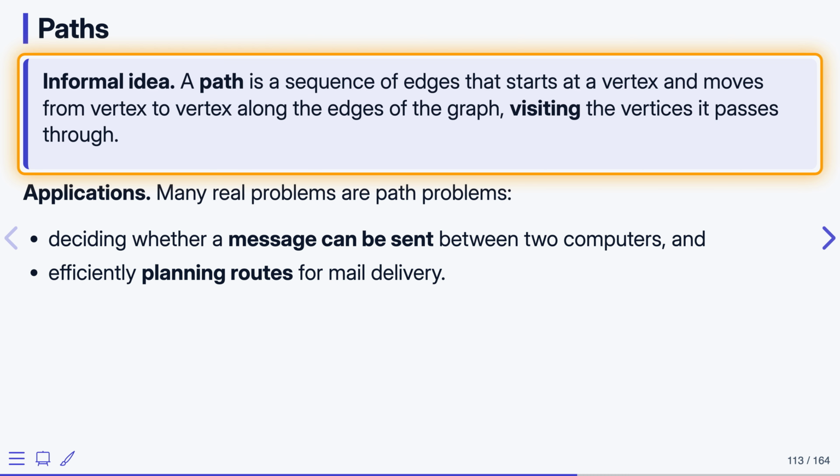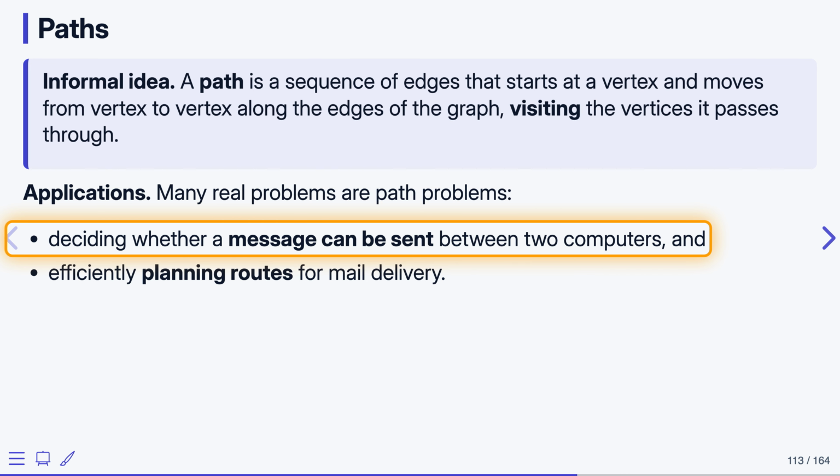Let's begin with the idea of a path told in plain words. A path is a sequence of edges. It starts at one vertex, then it moves to a neighbor along an edge, then to another neighbor, and so on. As the path moves, it visits the vertices it passes through.